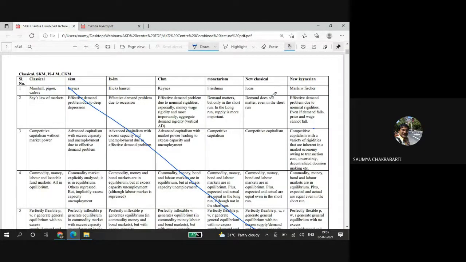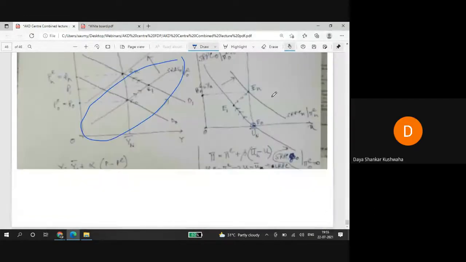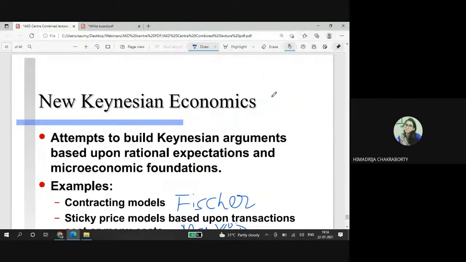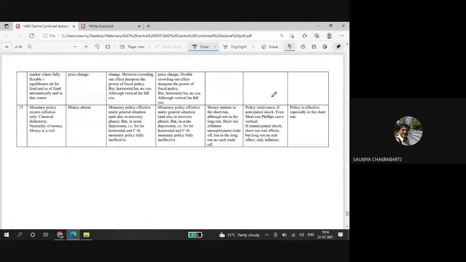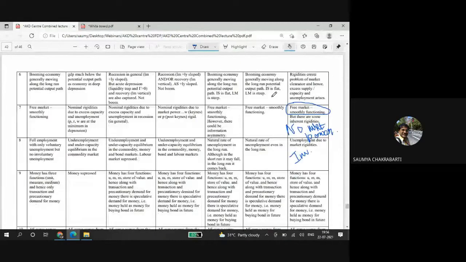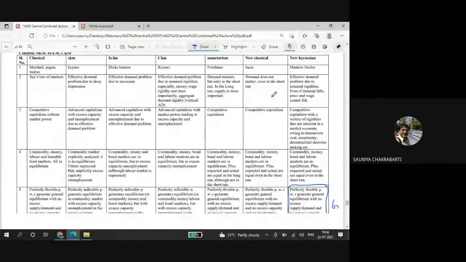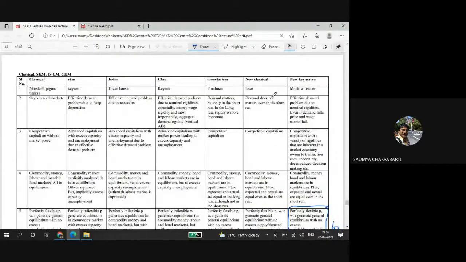Sir, is there any criticism of New Keynesians further? There are certain criticisms, but not fundamental. And that's why, especially this pandemic and the 2008-9 crisis, these have actually vindicated the New Keynesian position, especially the current COVID crisis.